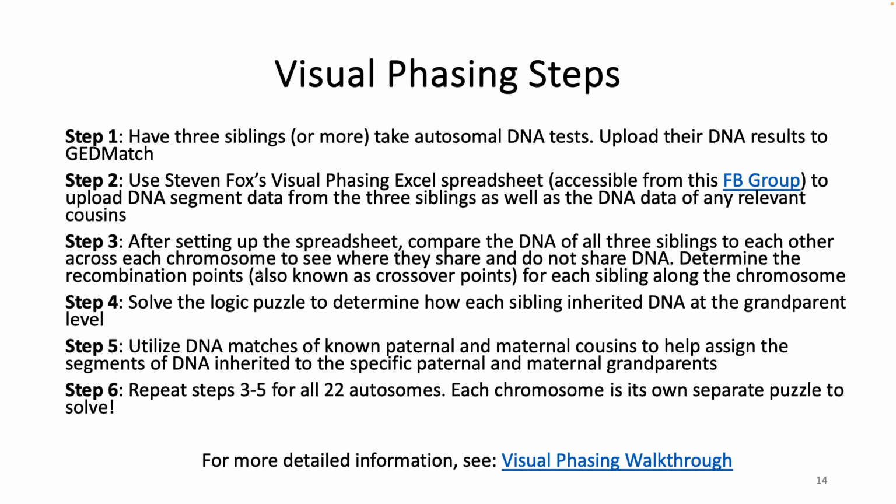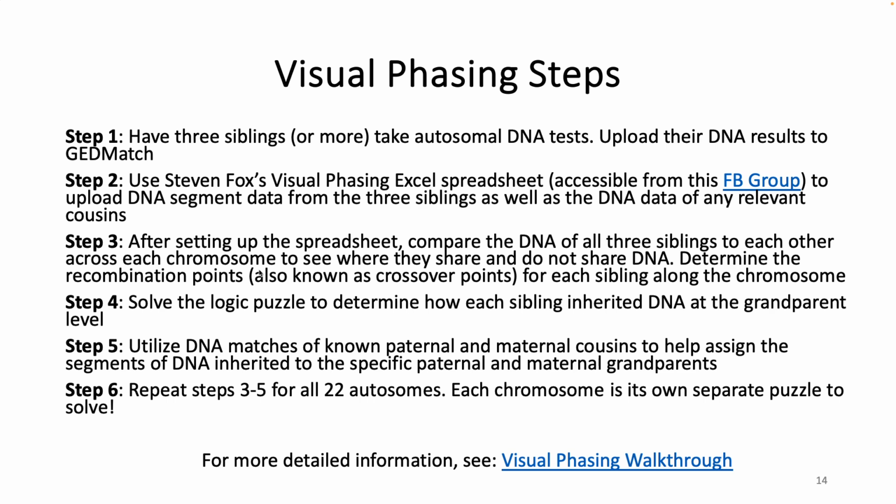So you're comparing each sibling to another sibling and seeing where they share DNA and where they do not share DNA with each other. From this, and it's going to be presented visually, you can determine the recombination points, or we could also call them crossover points, for each sibling along the chromosome. So you'll be able to figure out where those recombination points are for each of the siblings. Once you solve for that important step of the recombination points, there is a logic puzzle that you need to solve to determine how each sibling inherited DNA at the grandparent level.